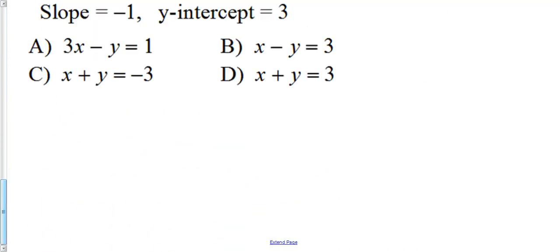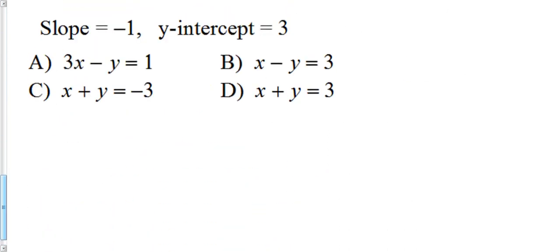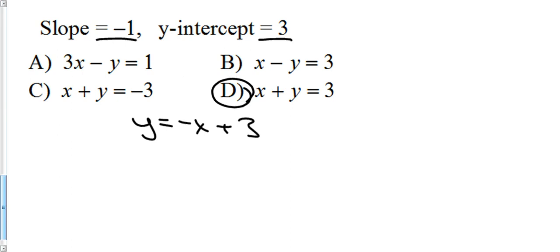With a problem like this, we'll get to more of how to change a slope-intercept into a different form. But here I see my slope, I see my intercept. I can write this as y is equal to -1x or -x plus 3. All right, I don't see that answer anywhere, but if I add x to both sides, I would get that answer right there.